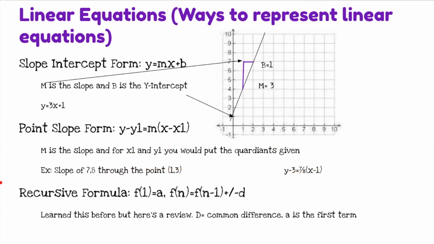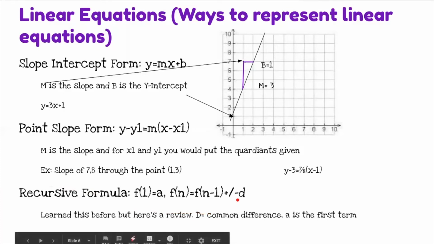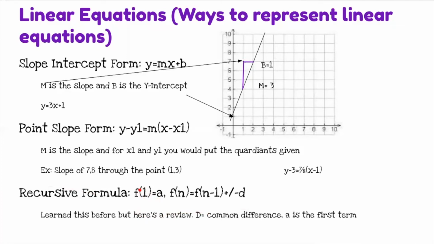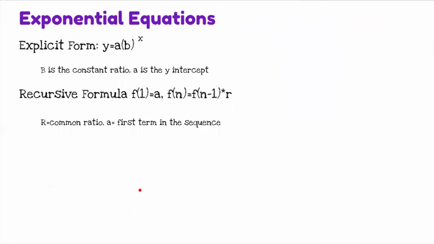The last one is less common, recursive formula. We have already learned this before, but here's a review anyways. The d is the common difference, whether it's negative or positive, and a is the first term, or the term that matches up with the f of whatever number it is in the case you're using.